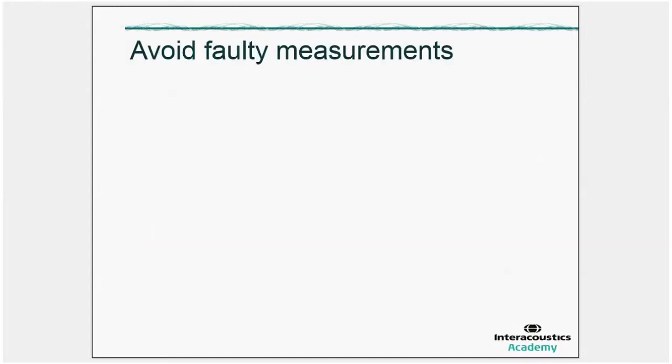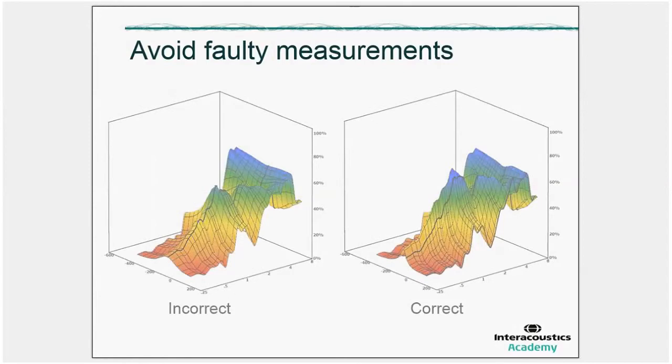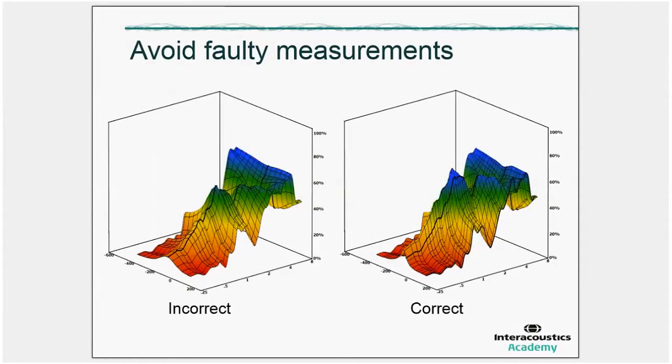Avoid faulty measurements. What do I mean by that? I want to show you an example on the screen here. On the right hand side we see a correct measurement, and on the left hand side we see an incorrect measurement. Where I want you to look is here at the bottom. You can see the curve at 226 Hertz, and if you look at the correct side, it shows much more peaky. Then on the left side we see that it is much more smooth.